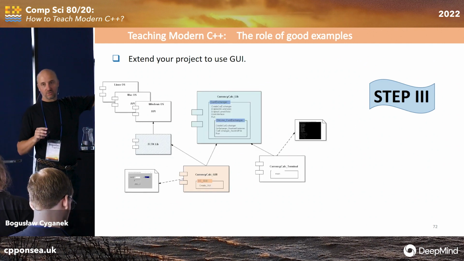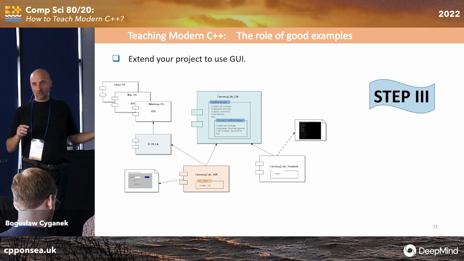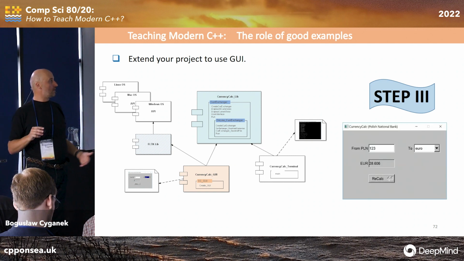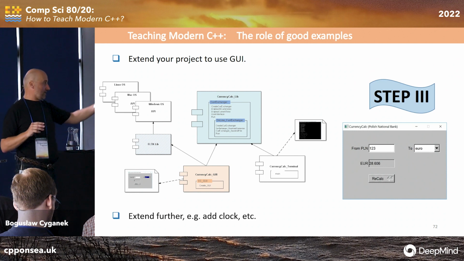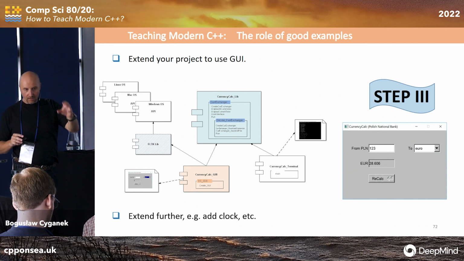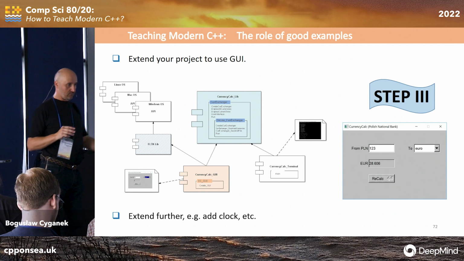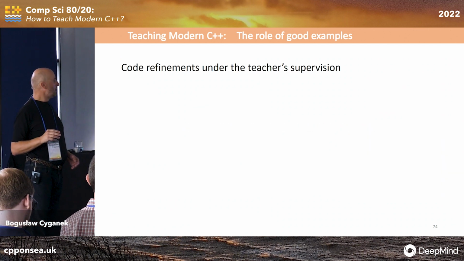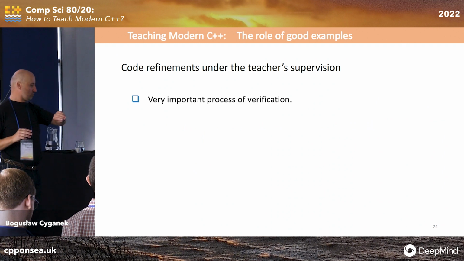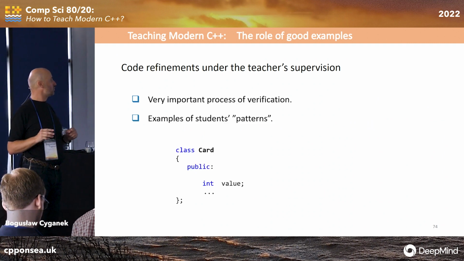Then finally you show some GUI. Because it was a terminal version, now you have some GUI. This is FLTK, but you can use whatever GUI you wish, and extend further. So we can incrementally build, or leave to the students, you can build more upon this. And this is very important, code refinement under teacher supervision.